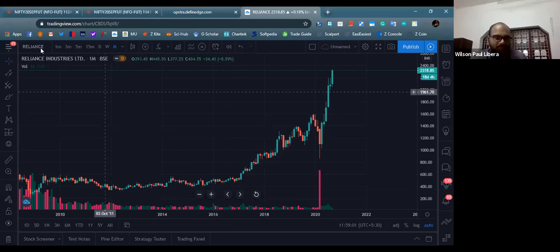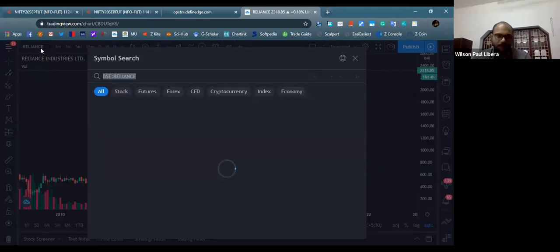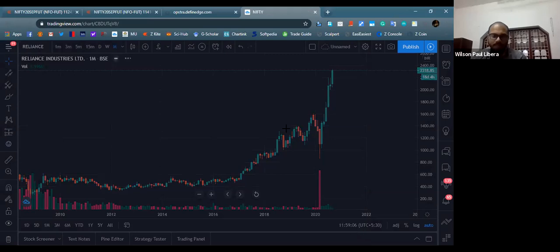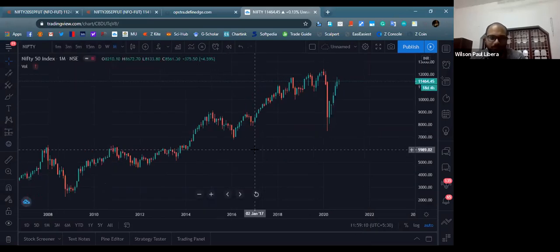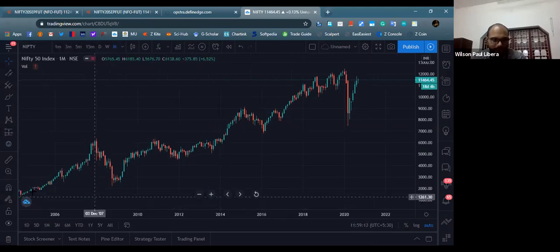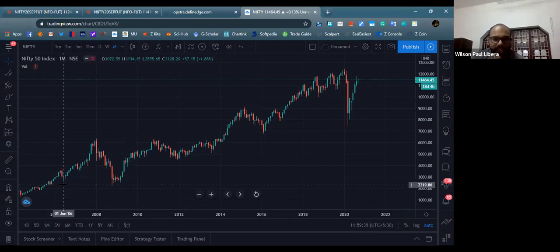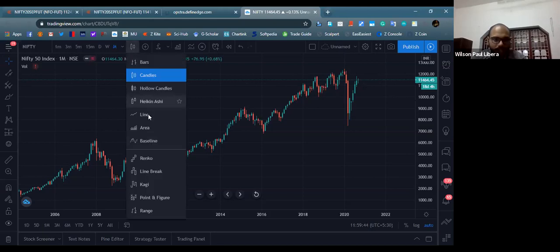We'll take something, we'll see Nifty. So this is the monthly chart of Nifty, and it is showing us right from 2005. The bottom left corner is showing you the price action from 2004, 2005, and till today. So I am going to change this chart into a line chart to show you something, to make you understand how to read the price action. Okay, so I'm going here and changing it to line chart.